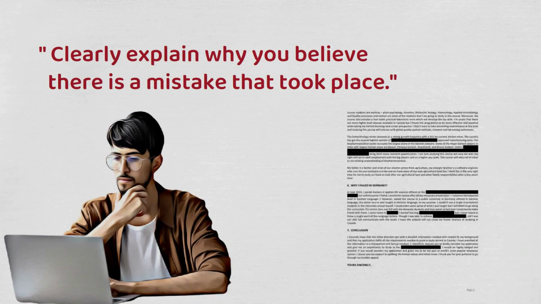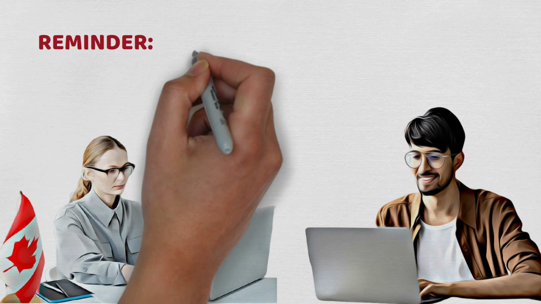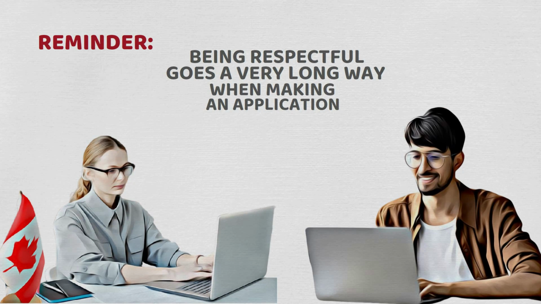You might also want to include the various rules and regulations attached to your letter to make it very easy for the visa officer to read your letter, read the law, and realize they made a mistake. Lastly, make sure that you're always respectful to the visa officers. They're going to be the ones making the final decision. You might be upset with how long it took for the processing. You might be upset with the refusal, but being respectful goes a very long way in making an application.